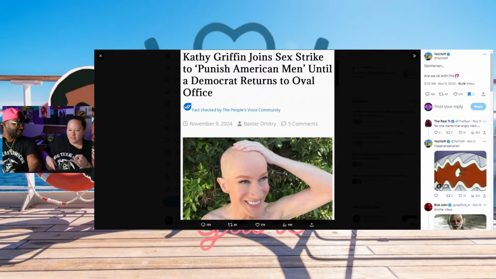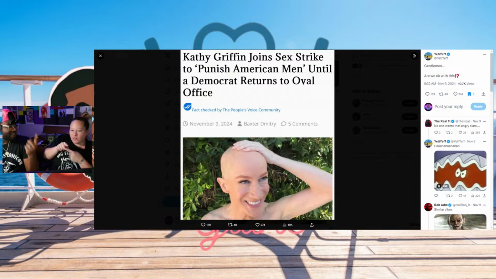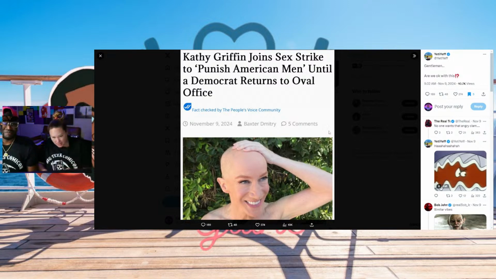The first one's if she shaves her head. Okay, well that's an easy one. If she's not wearing makeup, she's shaved, doesn't have any makeup on, that's the first one. The second one is I'm gonna try to take your man. Okay. The third one is terrifying.